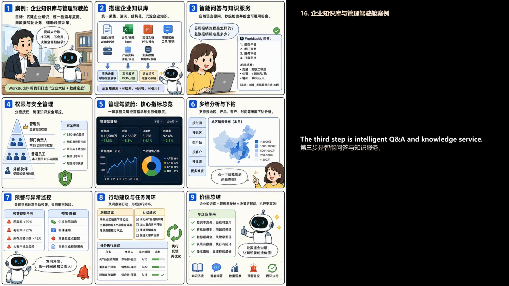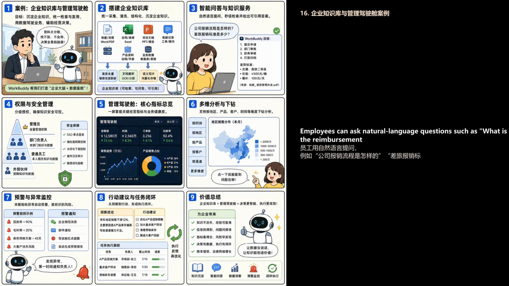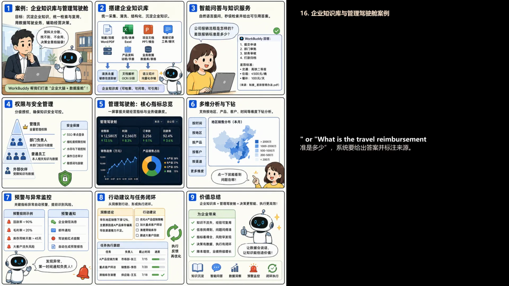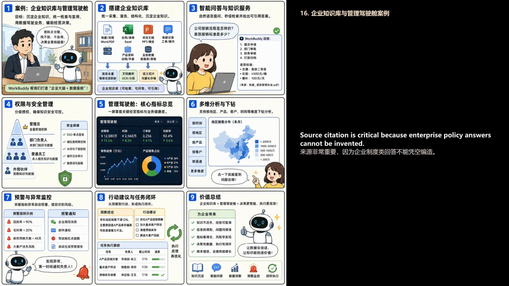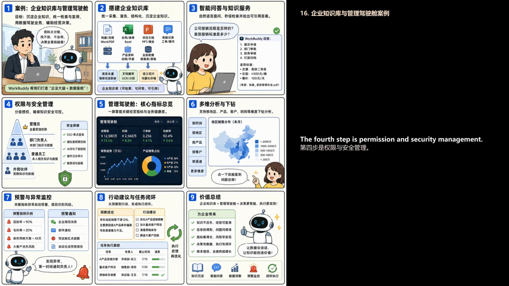The third step is intelligent Q&A and knowledge service. Employees can ask natural language questions such as, "What is the reimbursement process?" or "What is the travel reimbursement standard?" The system should answer and cite sources. Source citation is critical because enterprise policy answers cannot be invented.